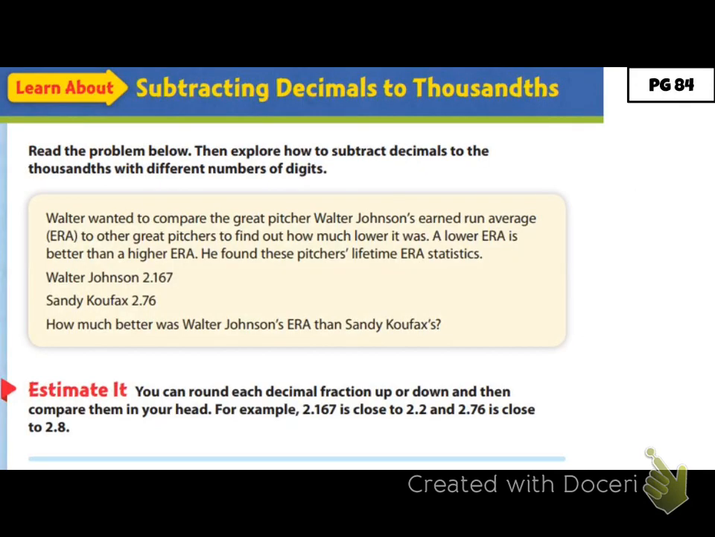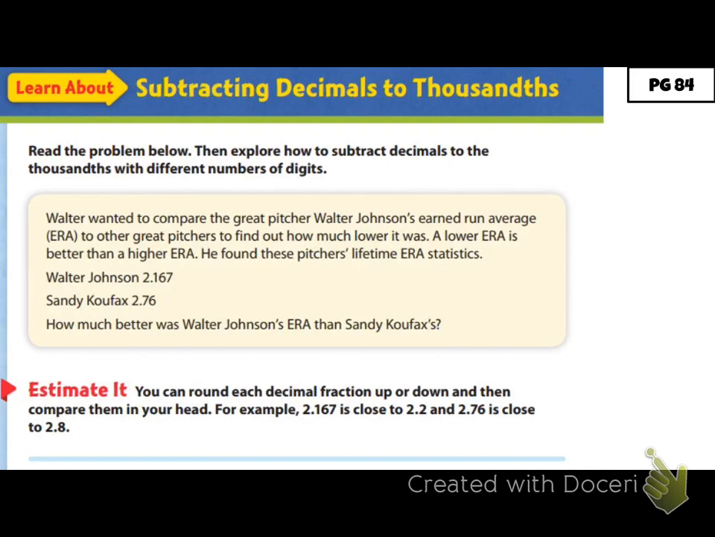Top of page 84. Read the problem below, then explore how to subtract decimals to the thousandths with different numbers of digits. So Walter wanted to compare the great pitcher Walter Johnson's earned run average, ERA, to other great pitchers to find out how much lower it was. A lower ERA is better than a higher ERA. He found these pitchers' lifetime ERA statistics. Walter Johnson, 2 and 167 thousandths. Sandy Koufax, 2 and 76 hundredths. How much better was Walter Johnson's ERA than Sandy Koufax's ERA?